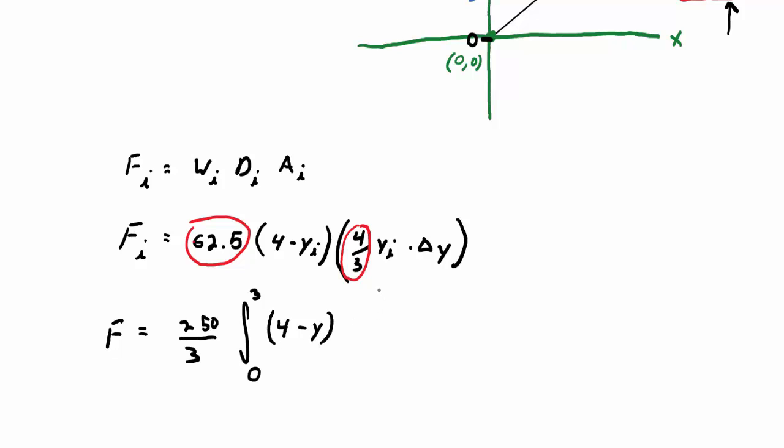Times, oh, careful, there's this little guy hiding right here. Y sub i becomes just y, right? So inside 4 minus y times that quantity times y, and then dy. Again, another easy enough integral to evaluate. Multiply out that y, get 4y minus y squared, find the antiderivative, and apply the fundamental theorem. Don't forget to multiply by 250 over 3.